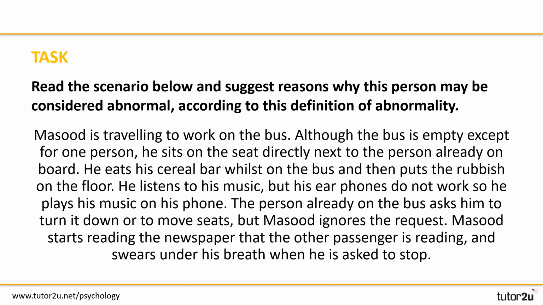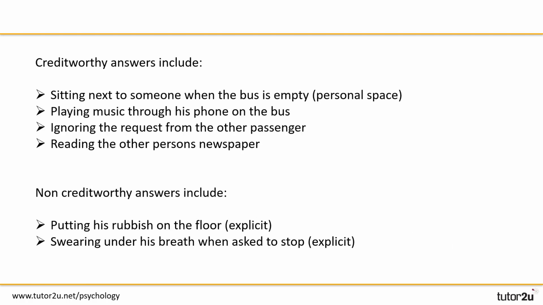Let's give that another go, since this is a really important exam skill and it's also warming up your AO2 skills at the same time. So pause for another 5 minutes, read the scenario and suggest reasons why this person may be abnormal according to deviation from social norms. Again, let's see if you hit the criteria.